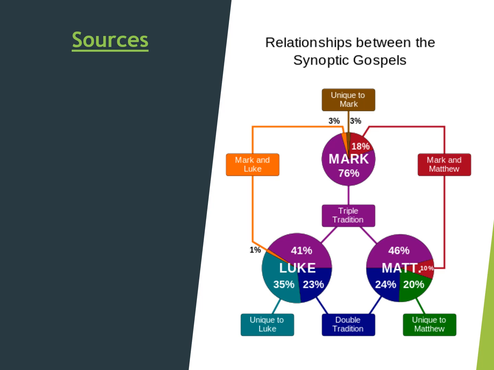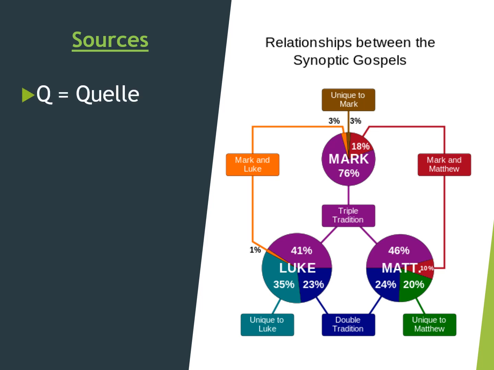This diagram here explains the relationships among the Synoptic Gospels. What percentage of them is found in the other Gospels as well? As you can see, the Gospel of Mark provides a lot of the Gospels of Luke and Matthew. We also have other source material out there that seems to be unique to Luke or to Matthew, as well as this double tradition in dark blue, which would be the Q source.